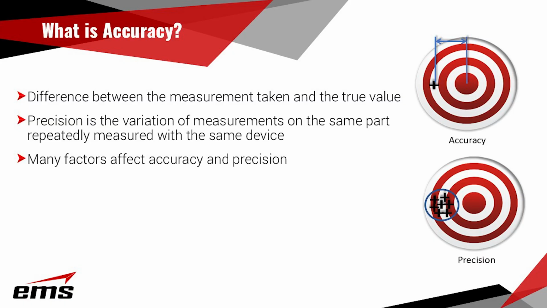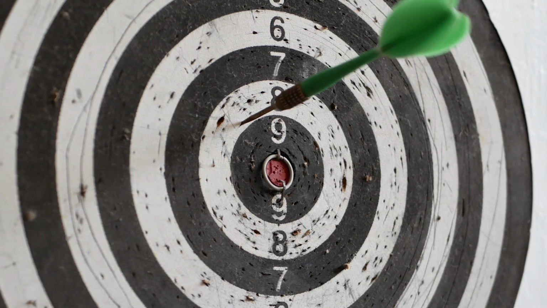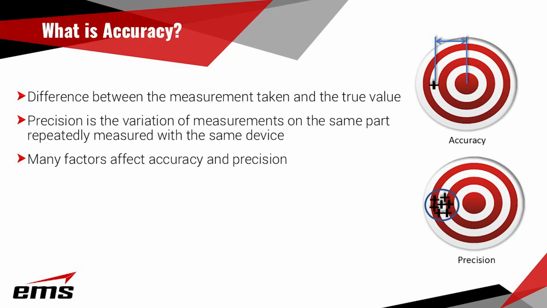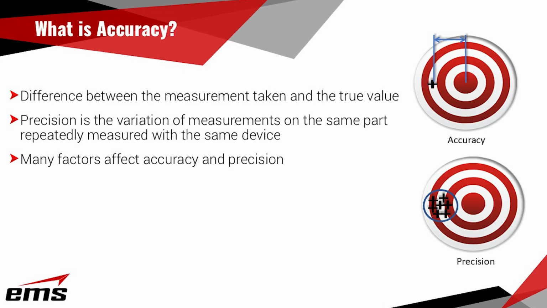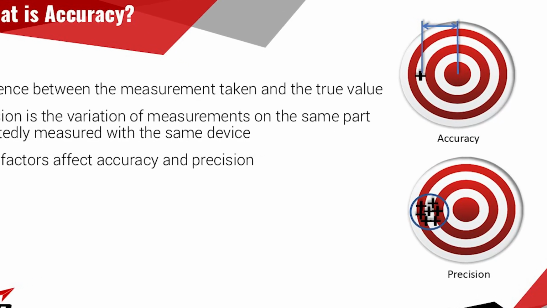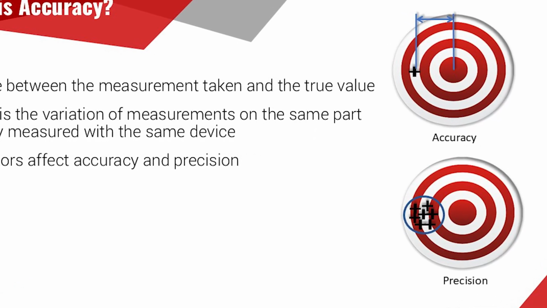Okay, so what is accuracy? What does that mean? So what accuracy means is the difference between the measurement taken and the true value. So that difference, how accurate it is. If you're aiming for the center of that target, how accurate are you in hitting that center of the target? Precision is the variation of measurements on the same part repeatedly measured with the same device. So again, if you're aiming at the center of the target and you're consistently hitting, let's say off to the left, like you see here in the sample, that's very precise, but it's inaccurate.